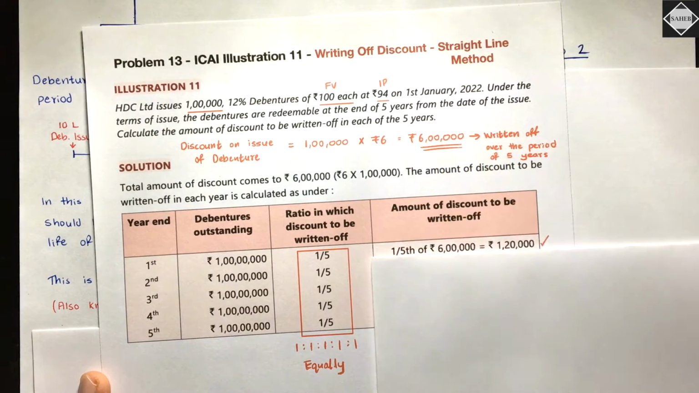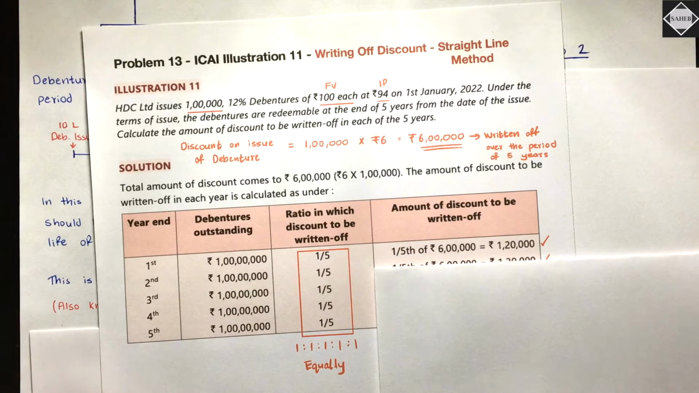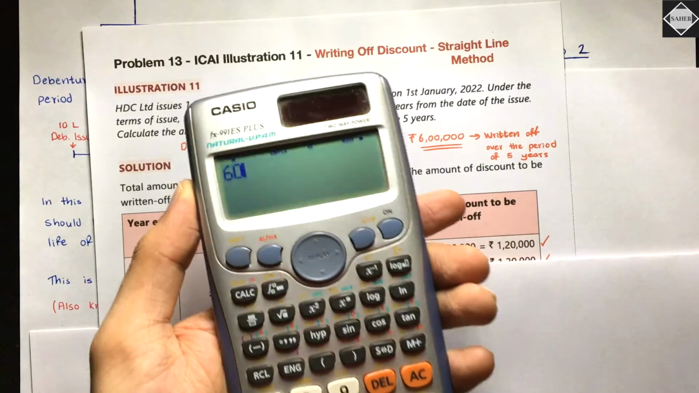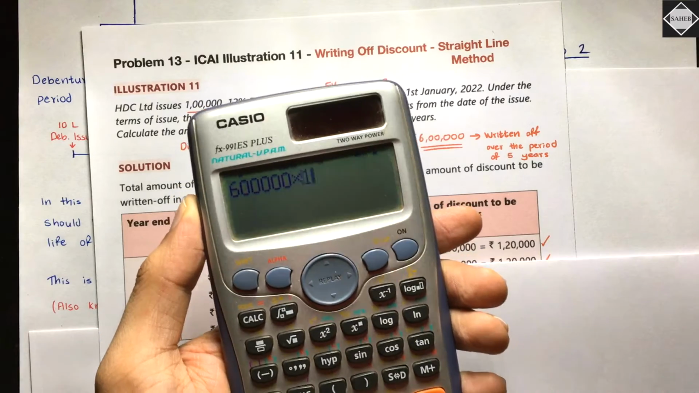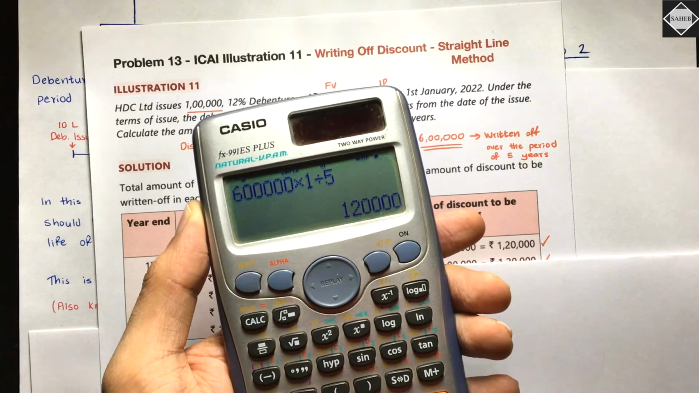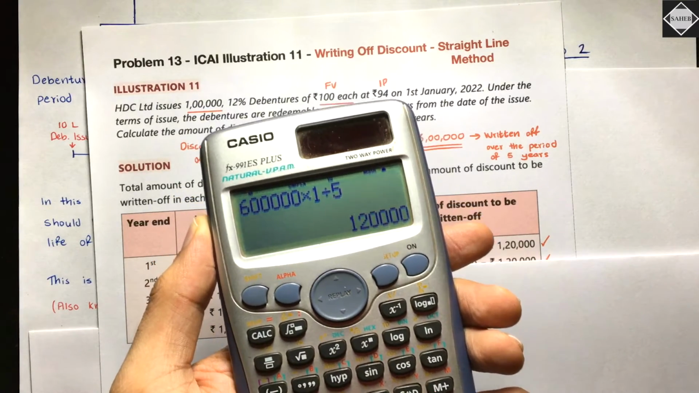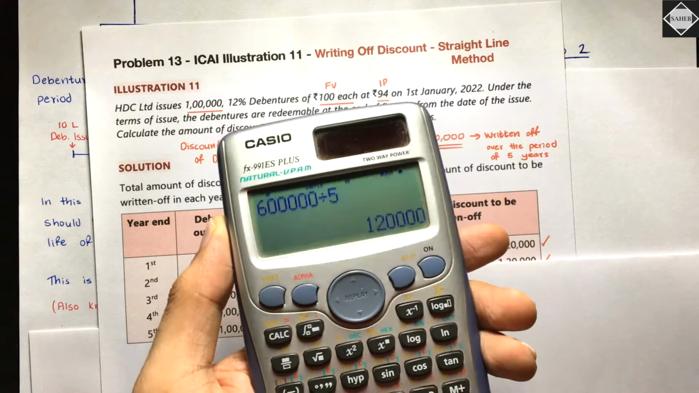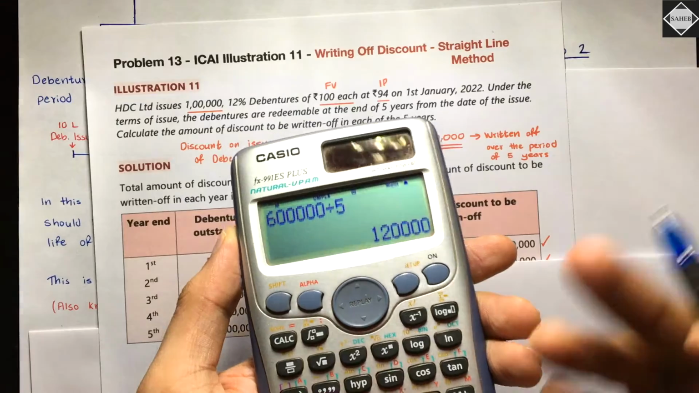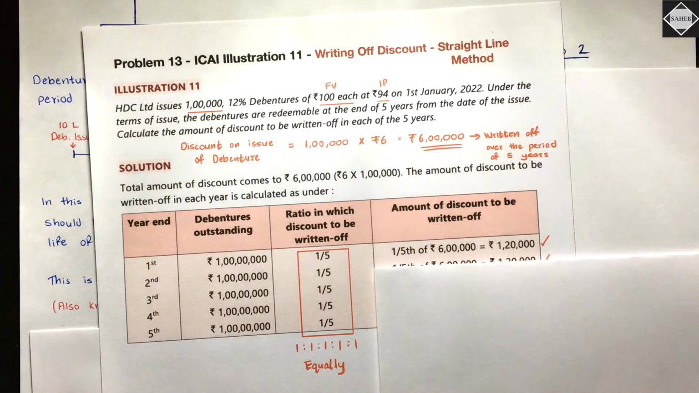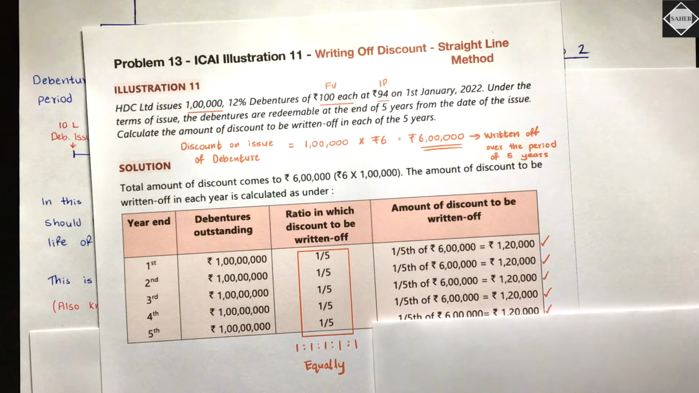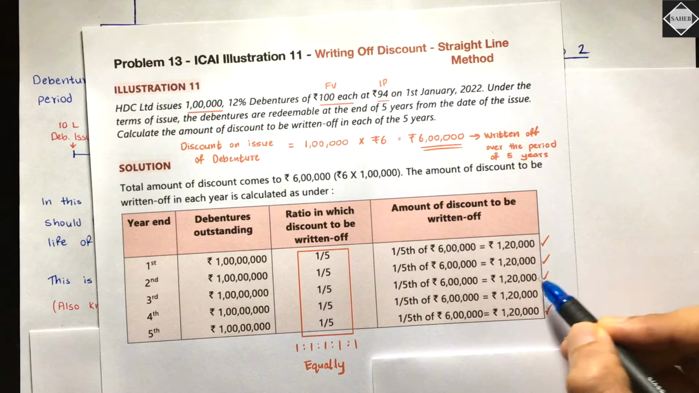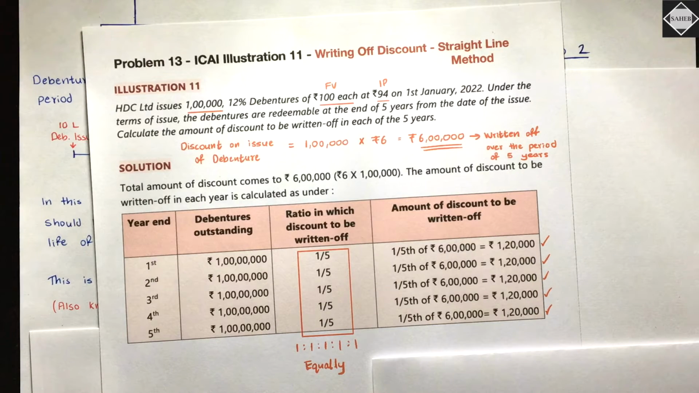Okay, so just do the calculation. 6 lakh into 1 by 5, 6 lakh into 1 divided by 5, that's equal to 1,20,000. Basically what they have done, 6 lakh divided by 5, right? 5 years are there, divided by 5, 120. 120 will be taken to profit and loss every year in 2022, 23, 24, 25, 26. Do you understand this? It's really simple.